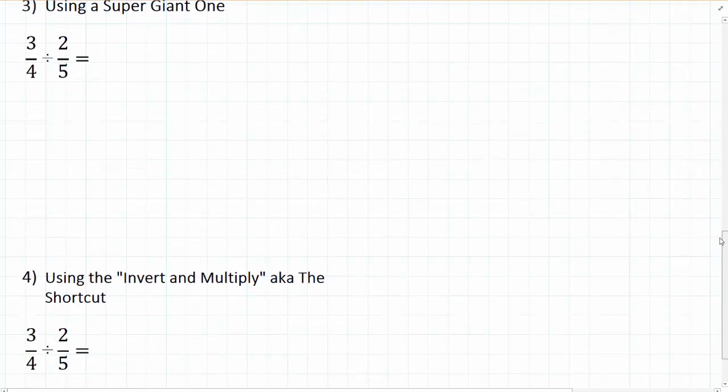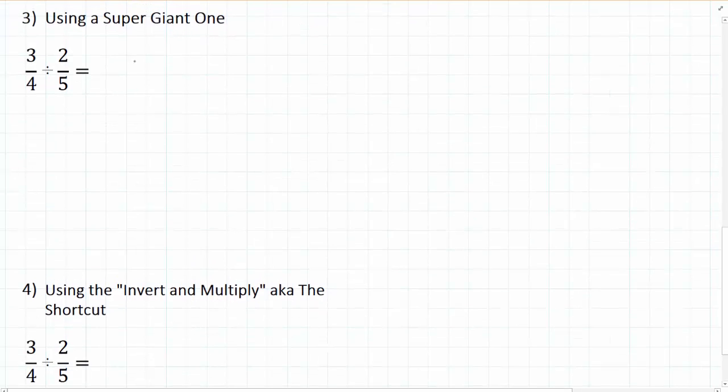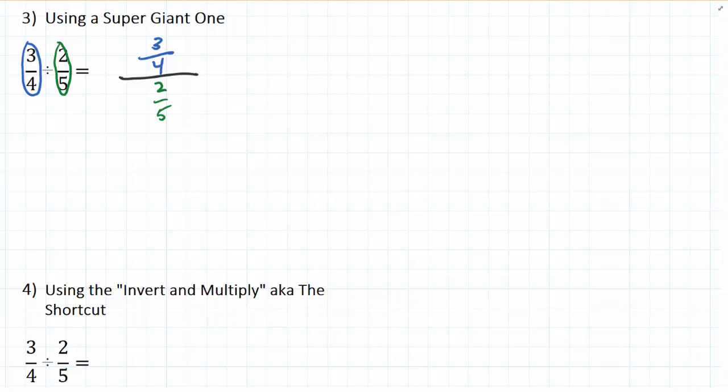Okay. Next one is using the supergiant ones, and to do that we need to set up the division as a fraction. The first one is going to be the numerator and the second one will be the denominator. So let's see, we're going to have 3/4, all of that divided by 2/5. Okay, and remember the goal of the supergiant one is to get a new fraction with the denominator of 1. So we need to figure out, 2/5 times what equals 1?